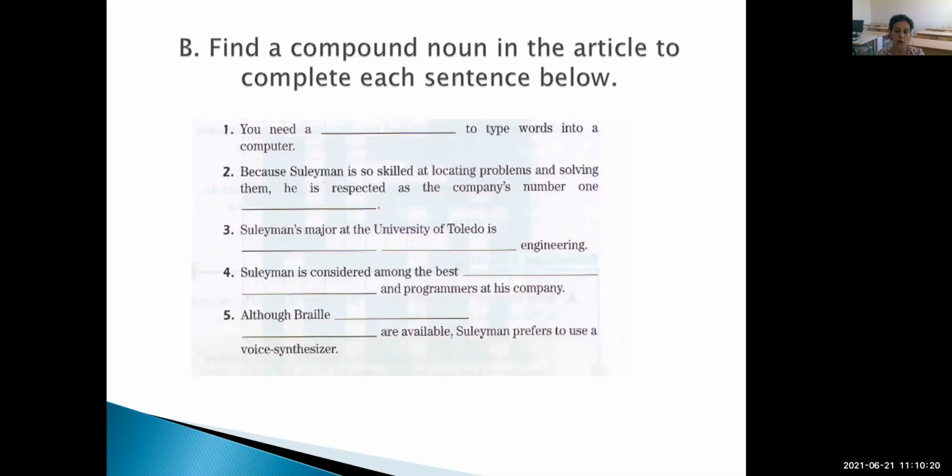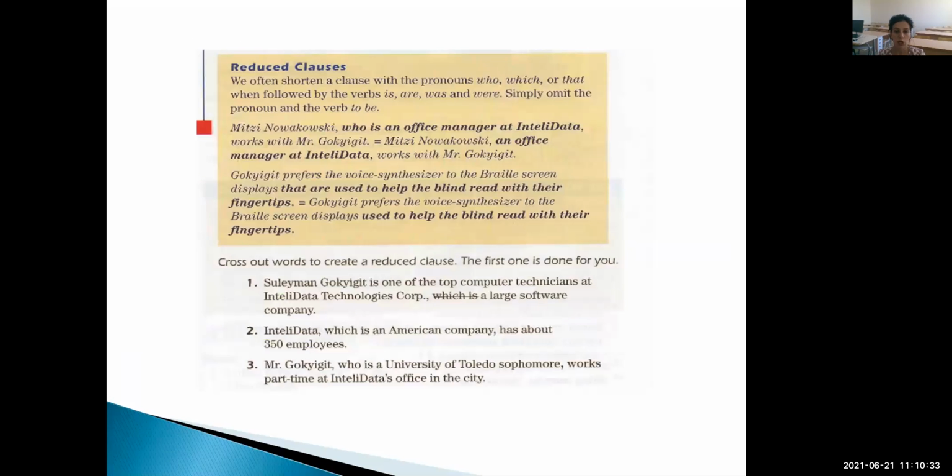The next one is find the compound noun in the article to complete each sentence below. So we have just created in the previous exercise several compound nouns. So using those compound nouns, you have to complete these blanks as well. And the next activity is, as I told you, we are going to speak also about reduced clauses, somehow shortened clauses where one part of the sentence is omitted without destroying the meaning of the sentence. You don't have to destroy it, you can just reduce it.